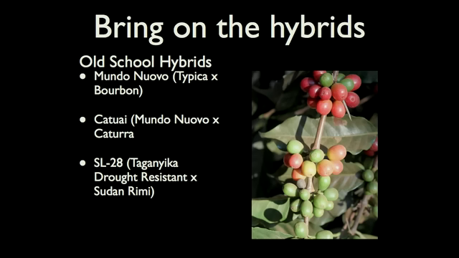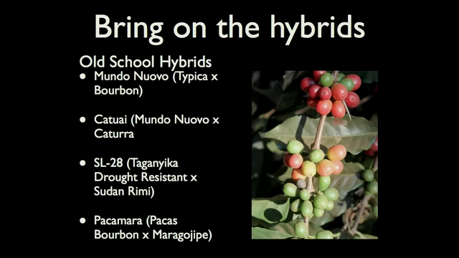In East Africa, there was a variety of Bourbon called Tanganyika drought resistant that they crossed with a wild variety from Sudan called Sudan Rume. And this hybrid got the name SL28 out of an assessment of coffee in the 1920s done by Scott Labs, who just assigned it the number 28. SL28 is probably, as far as coffee aficionados and buyers go, one of the most cherished of the coffee varieties for its unique flavor characteristic, a flavor characteristic that's like blackcurrant.